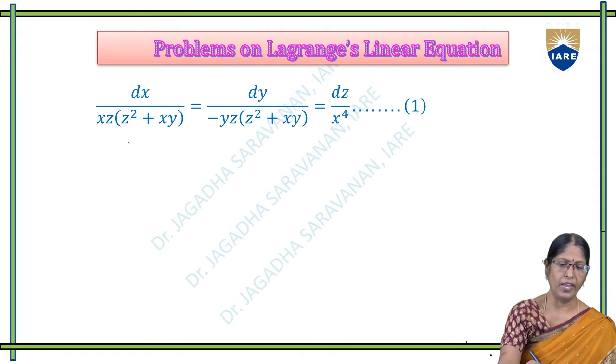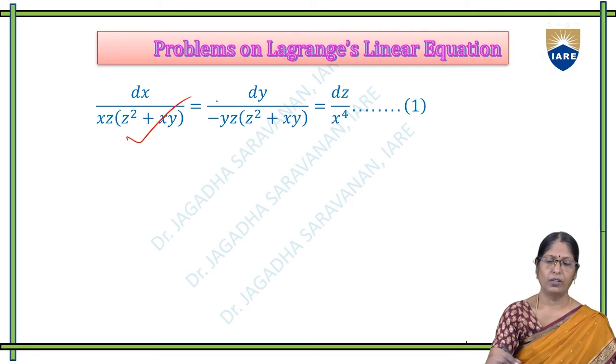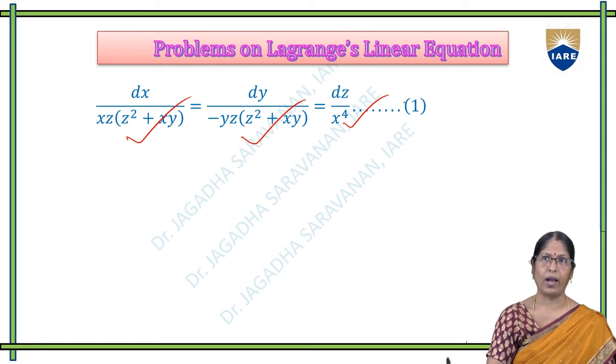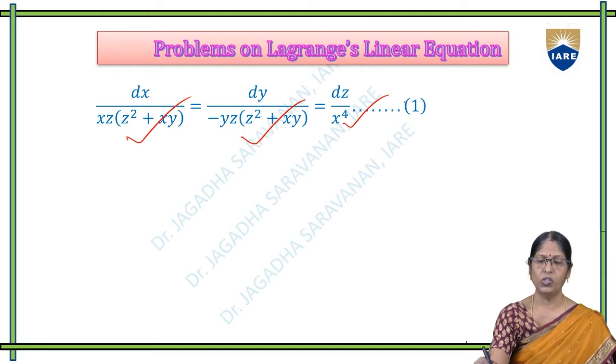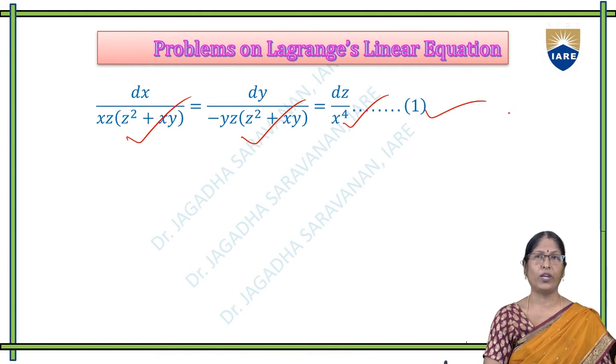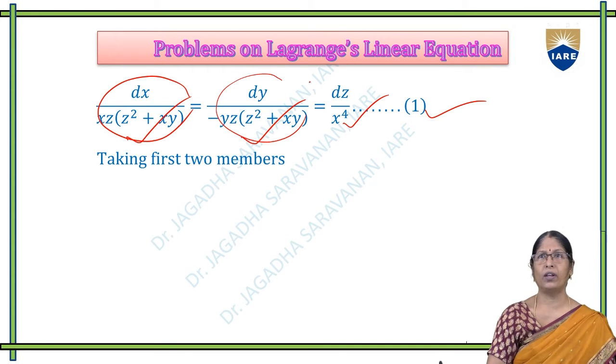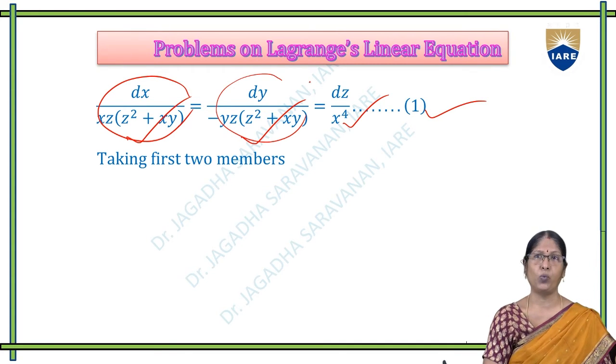So dx by capital P, dy by capital Q, dz by capital R. This we are naming as equation 1. Now we are going to take the first two members. We know how to solve the Lagrange's linear equation.